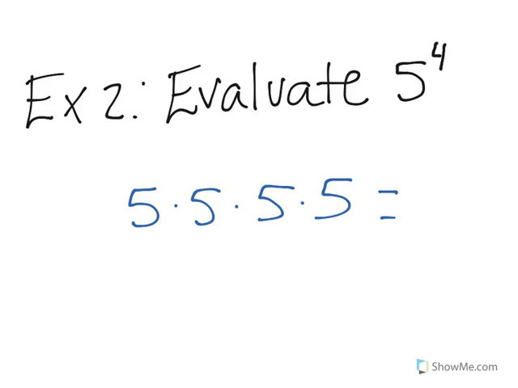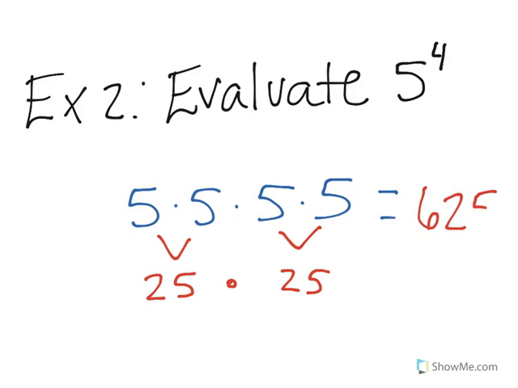Okay, so now this is just a basic multiplication problem. To make this easy for me, I'm going to say, oh, well, I know 5 times 5 is 25. And I know 5 times 5 is 25. So now the problem is 25 times 25. And 25 times 25 equals 625.